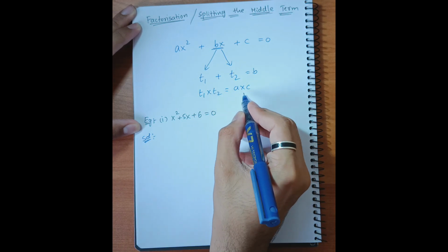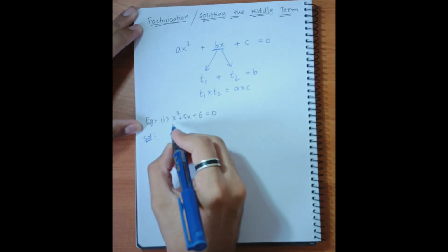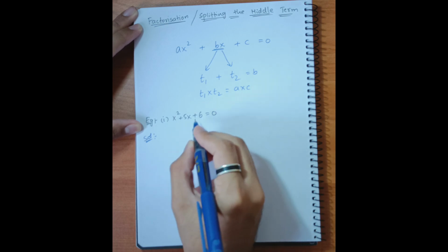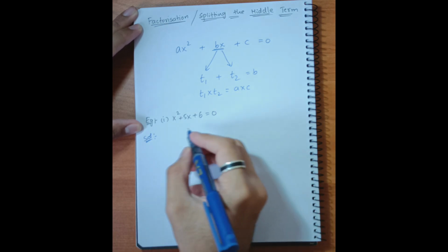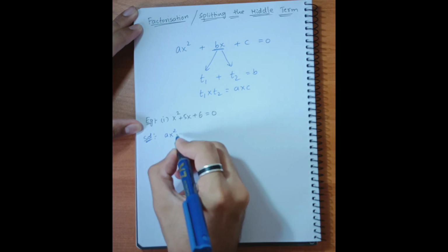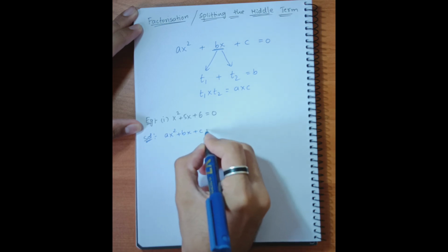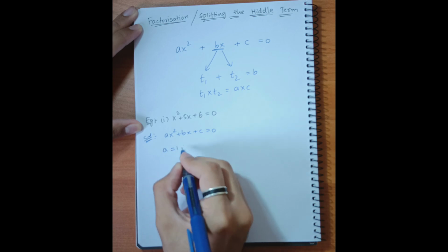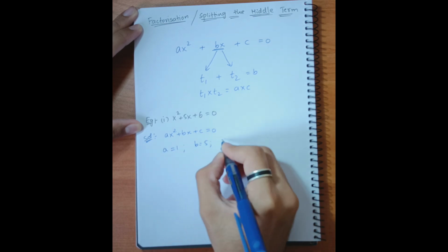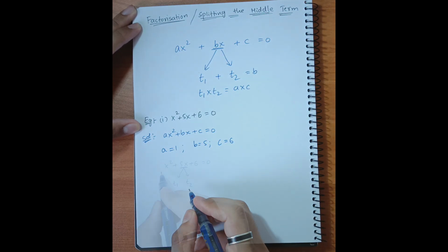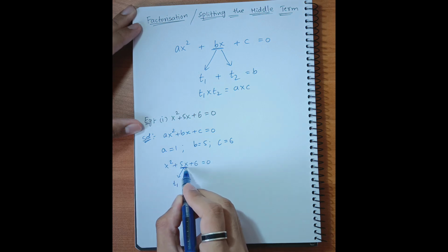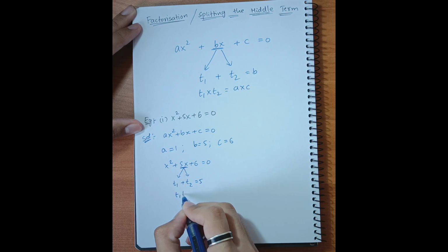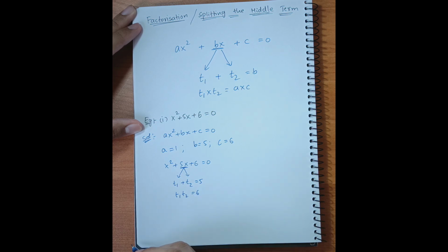Let us understand this more easily with an example. So here we have a quadratic equation and we have to solve this equation using the factorization method. So let us compare this equation with our standard form. On comparison, we get a equals 1, b equals 5 and c equals 6. Now we have to split the middle term 5x into two terms such that their sum will be 5 and their product will be 6.